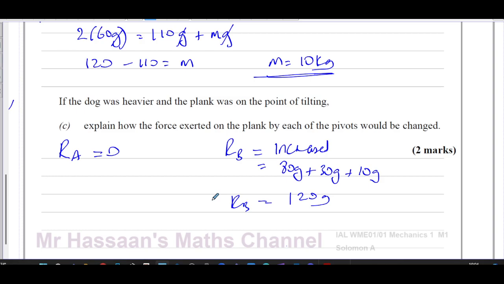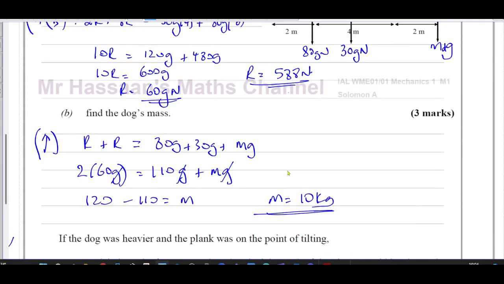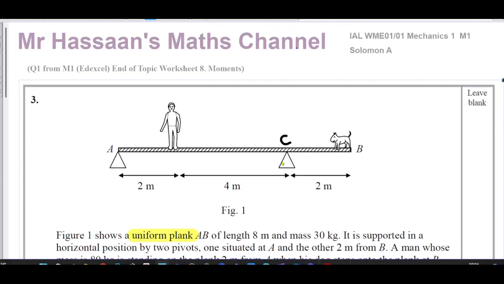Yeah, I guess that's enough for that question. So that answers question number 3 from the end of the topic worksheet, and question number 1 from Solomon A papers.